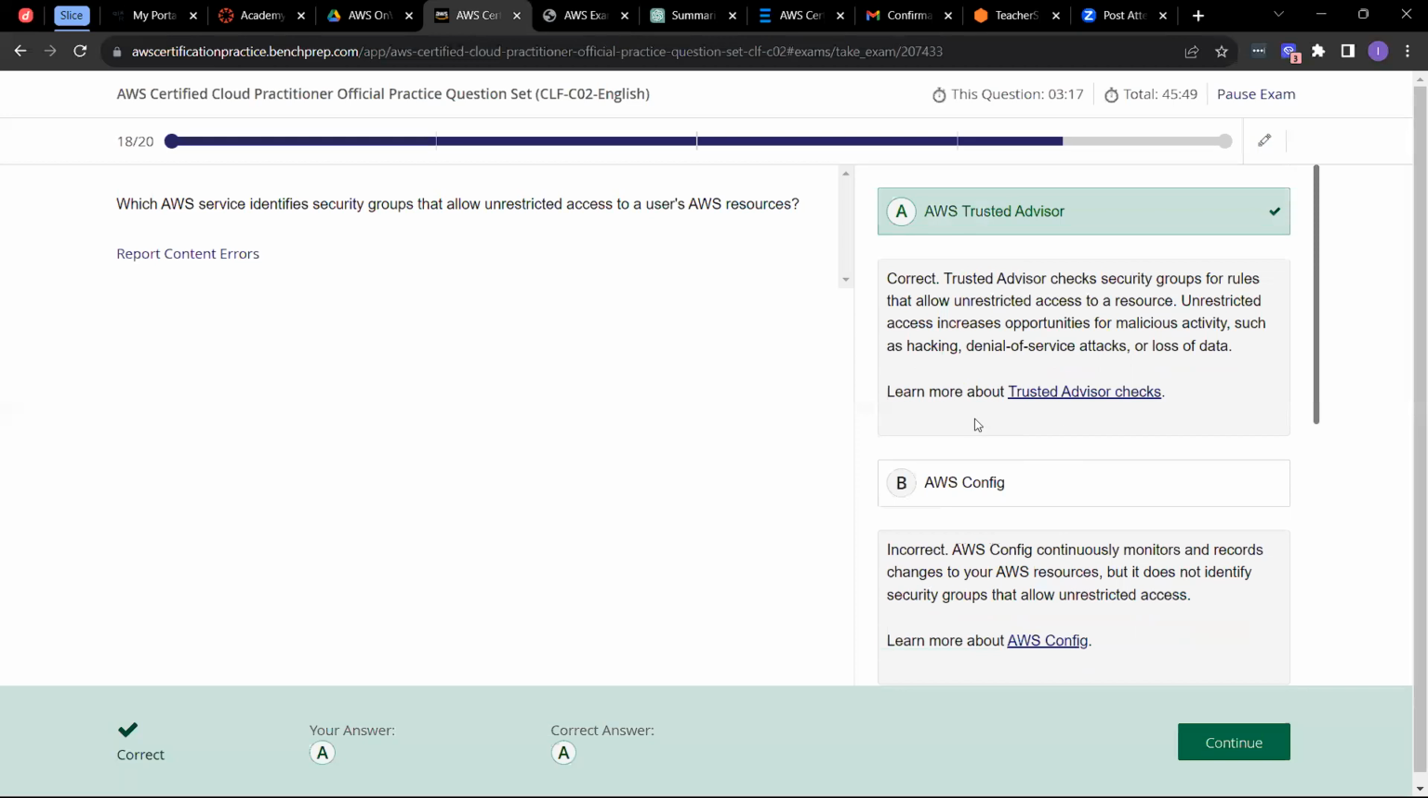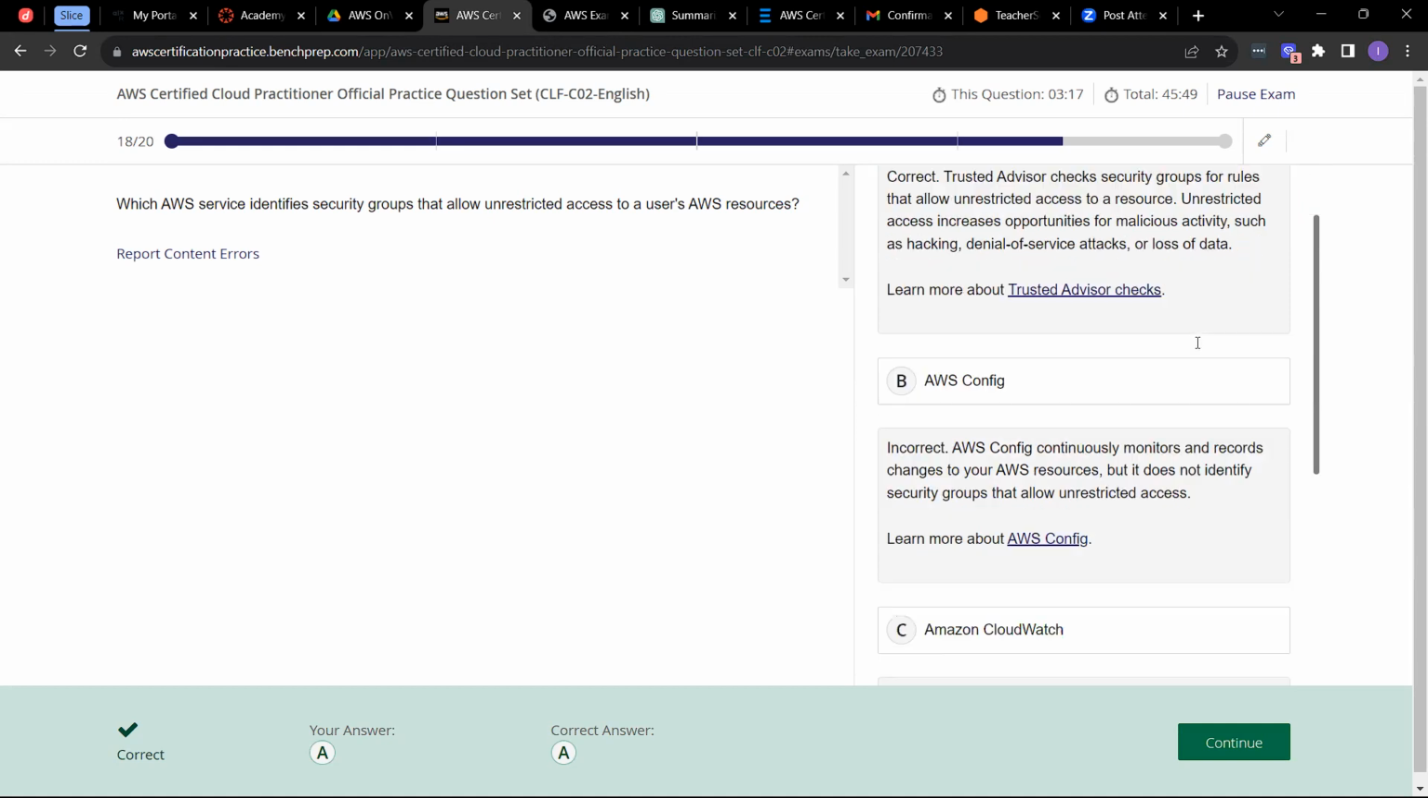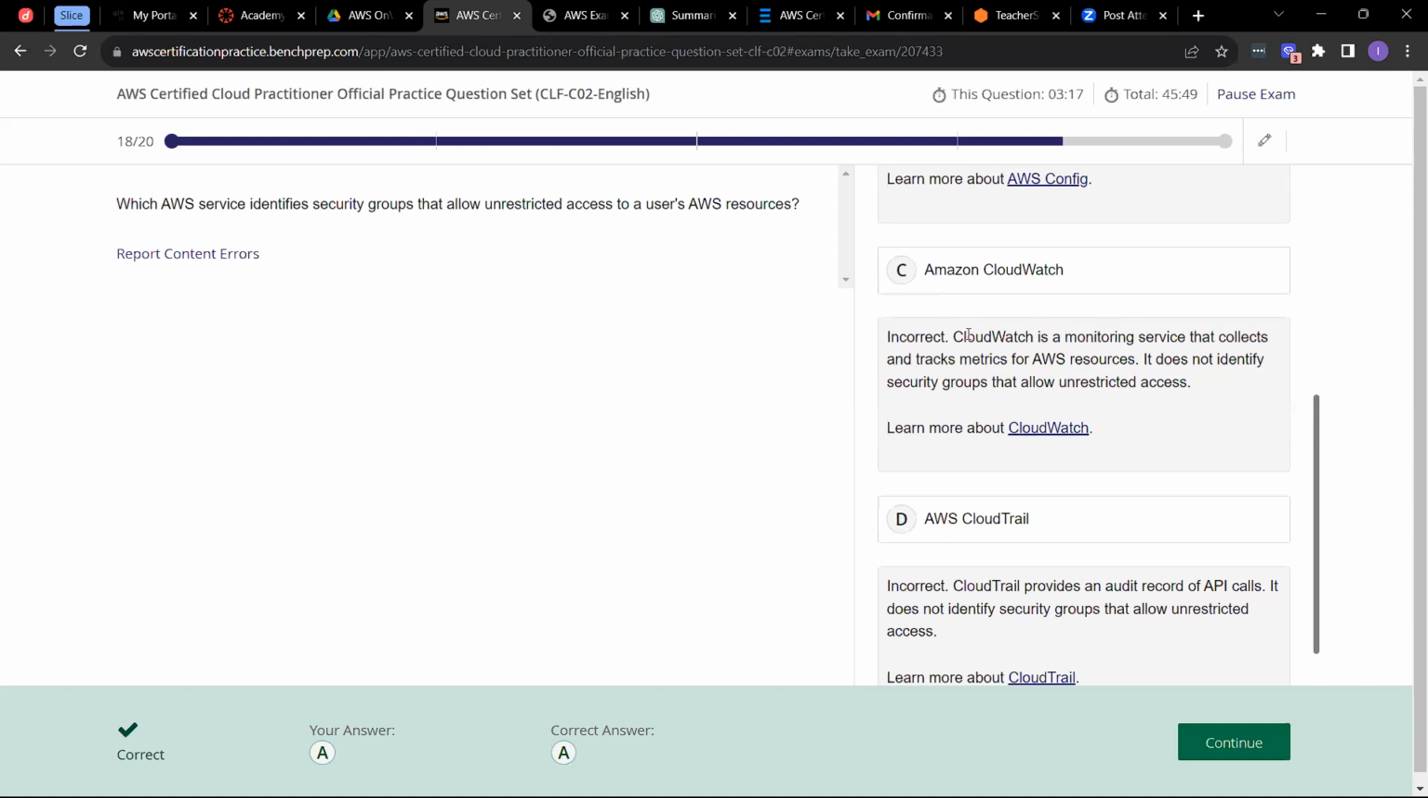Okay, so let's see. Check security groups for rules that allow unrestricted access to resources. Unrestricted access increases opportunities for malicious activity. CloudWatch is a monitoring service that collects and tracks metrics. Exactly.